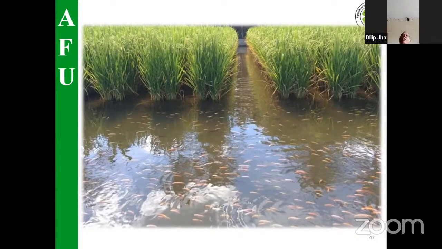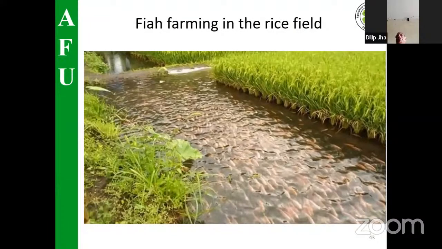Earlier, it was really very slow growing, but in recent days, what is going to happen? You have to make a peripheral trench or central trench for this. Otherwise, it's really difficult.